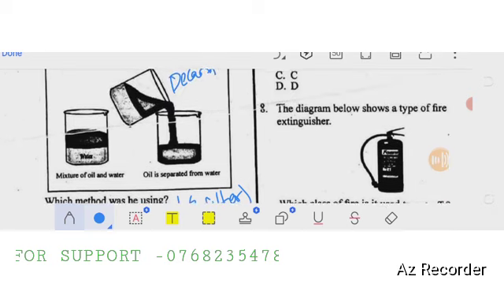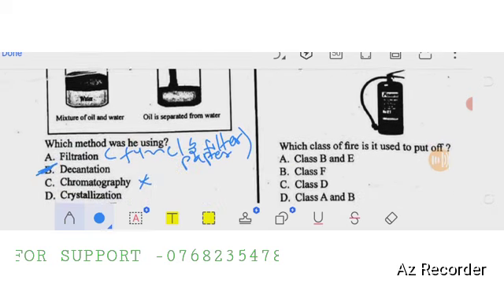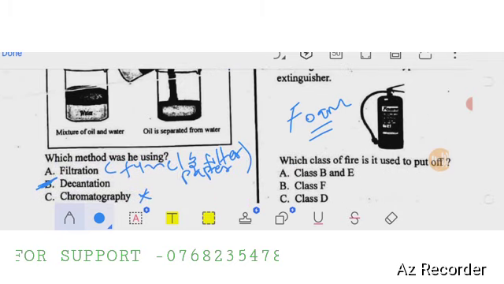So the diagram below shows a type of fire extinguisher. It is not clearly seen, but they're talking about the foam fire extinguisher. So there are 5 types of fire extinguishers. We have water fire extinguisher, foam fire extinguisher, dry powder fire extinguisher, wet chemical fire extinguisher, and carbon dioxide fire extinguisher.